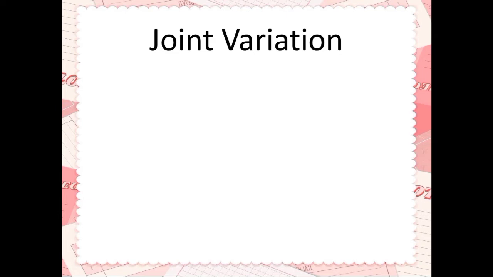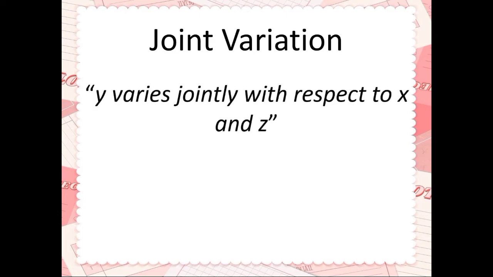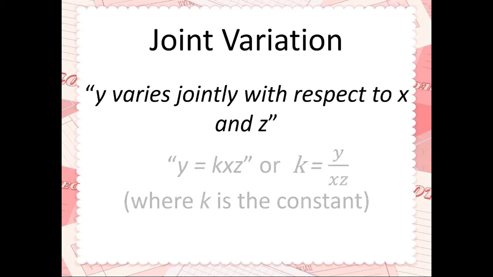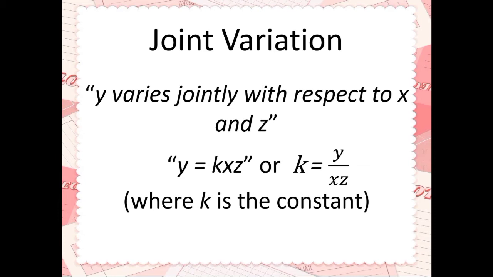Joint variation states that y varies jointly with respect to x and z. In variation equation, we have y is equal to kxz or k is equal to y over xz, where k is the constant. Let's have an example.